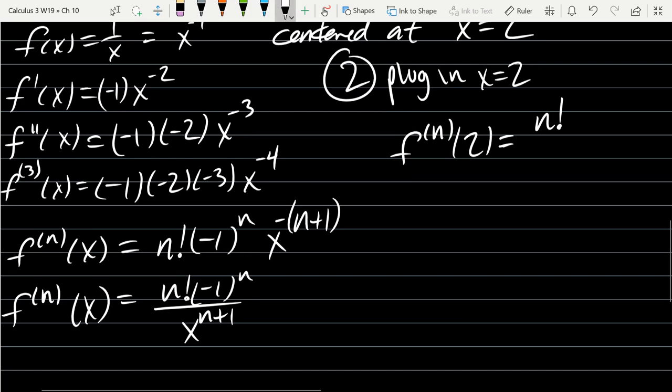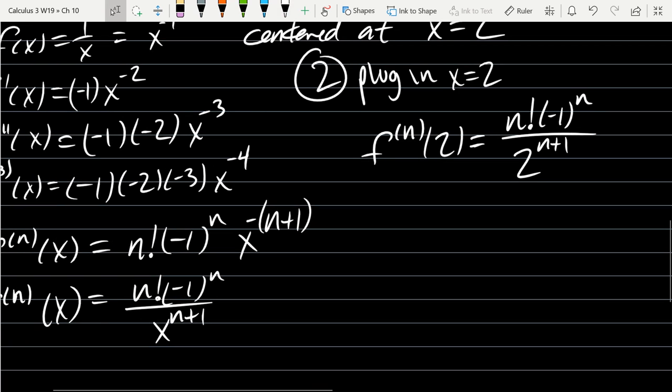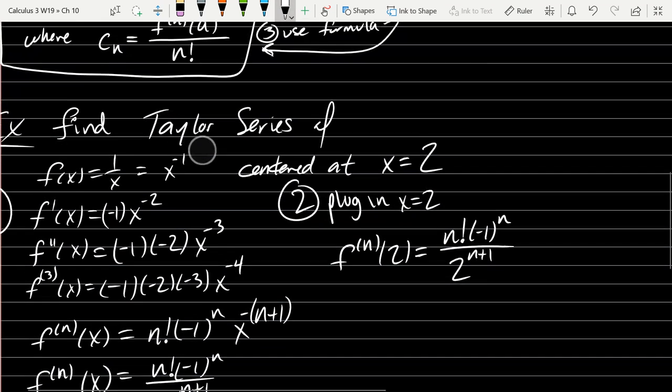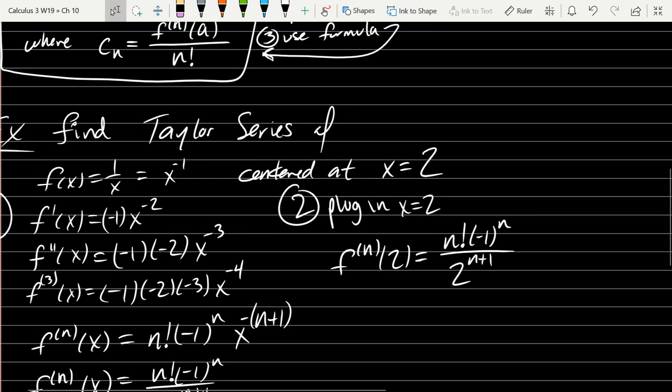So it doesn't affect the n's. They're not at all x, so the only thing that changes is x becomes 2. And I think we're ready for step 3, which is use the formula.